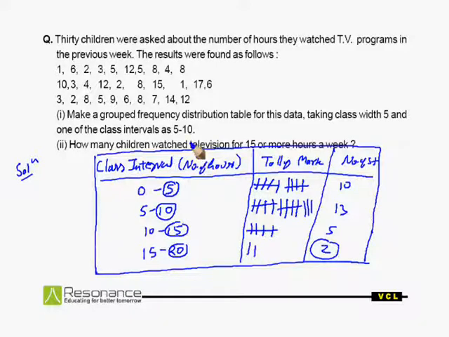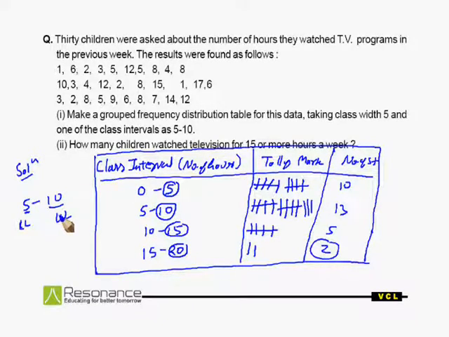Now we have to see some more concepts regarding group frequency distribution tables. Here let's take 5 to 10. These are class intervals, that is 0 to 5 is a class interval, 5 to 10 is another class interval. So let's say 5 to 10 is our class interval. This 5 is called the lower limit of this class interval, and 10 is called the upper limit of the class interval.